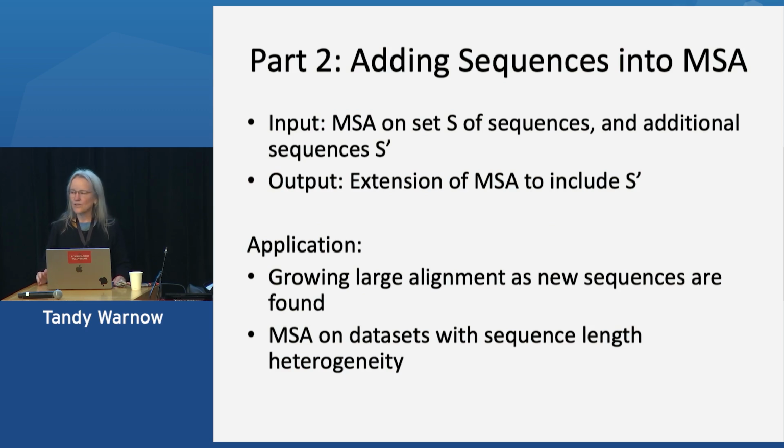Okay, part 2, a different technique. When your data set has sequence length heterogeneity, imagine you've divided your data set into 2 sets. One is the full length sequences that you think you can trust to get a good alignment on it, and everything else is the short stuff that you want to add. So you have these 2 sets. You have an alignment on the full length, and now you want to add the sequences from the other set.